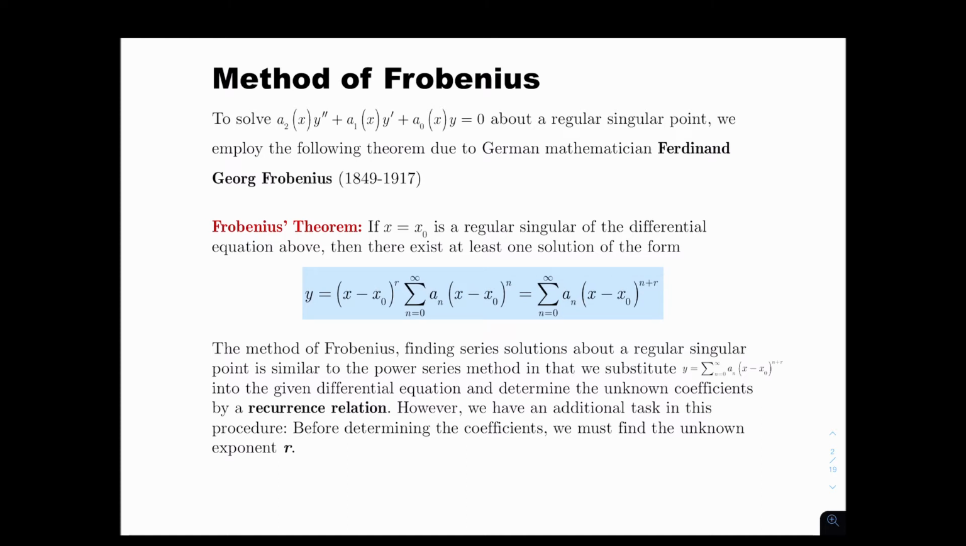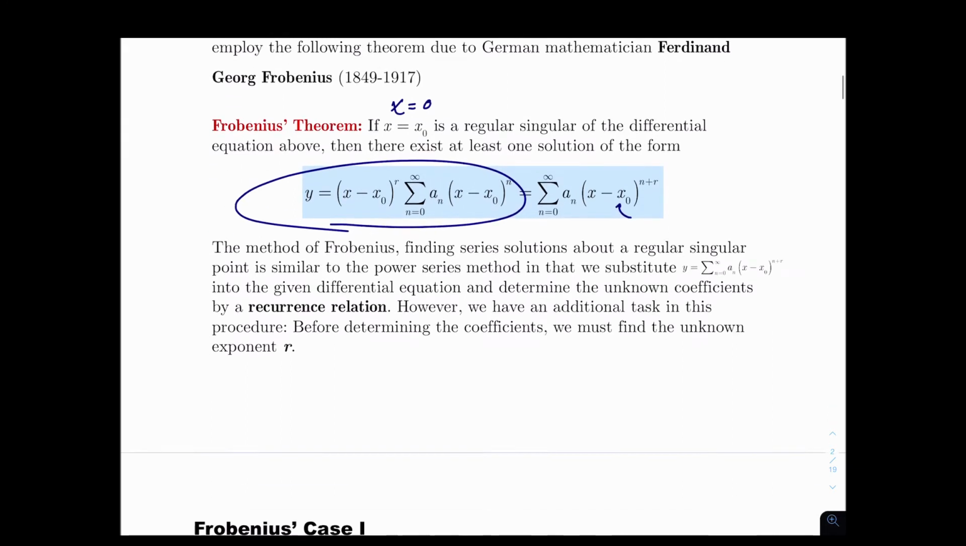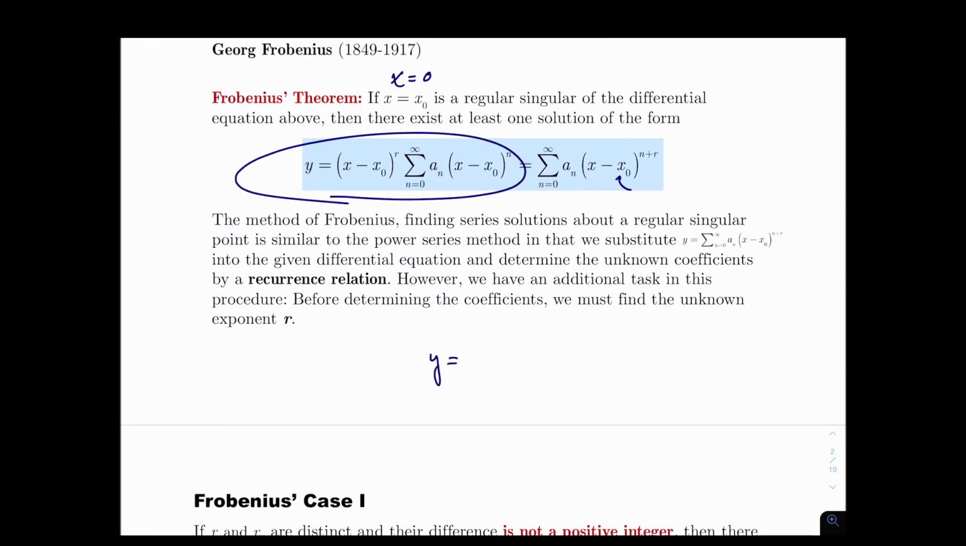1849 to 1917, and he said if you had a differential equation with variable coefficients, if x equals x naught, and our favorite x naught is, of course, 0, is a regular singular point of a differential equation above, then there's at least one solution that looks like that. So basically, if x naught was 0, you could have written that in much simpler form. You basically would have said that we have a solution that must look like x to the power of n plus r, as n goes from 0 to infinity.